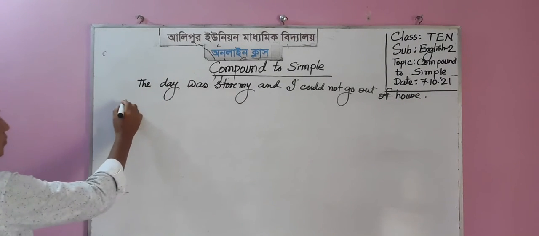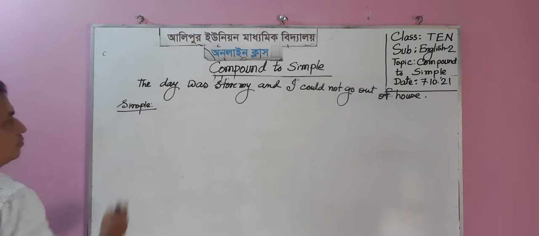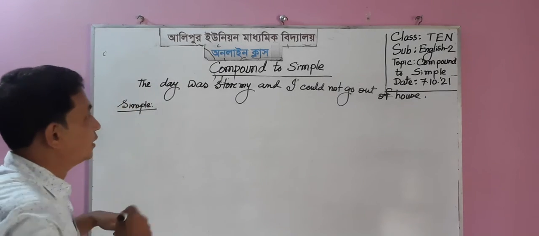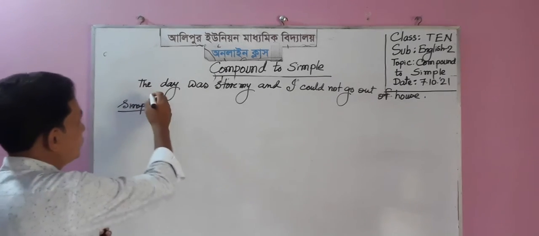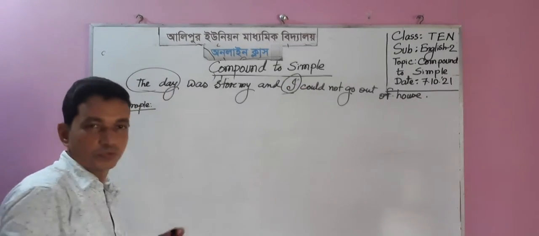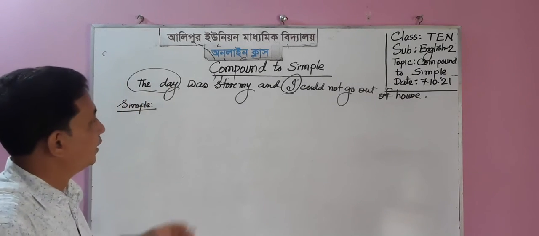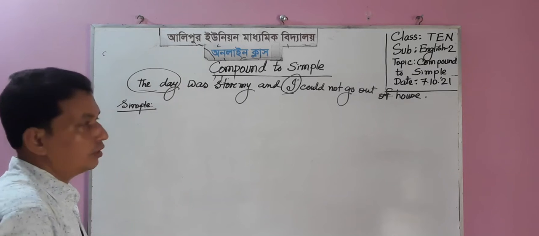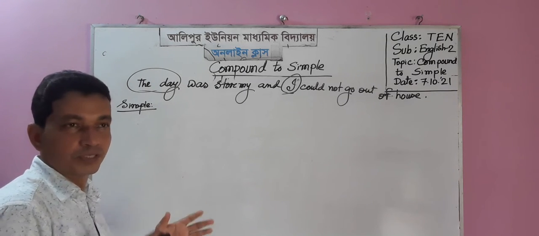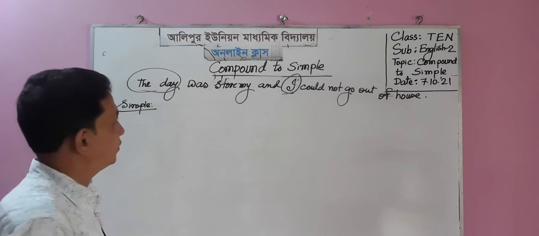Dear students, if you notice the sentence, you will find that there are two different subjects. The first one is day and the second one is I. The two subjects are not the same, they are different subjects. And if the subjects are not the same, in a simple sentence we cannot discard any subject. So both subjects will be written again.